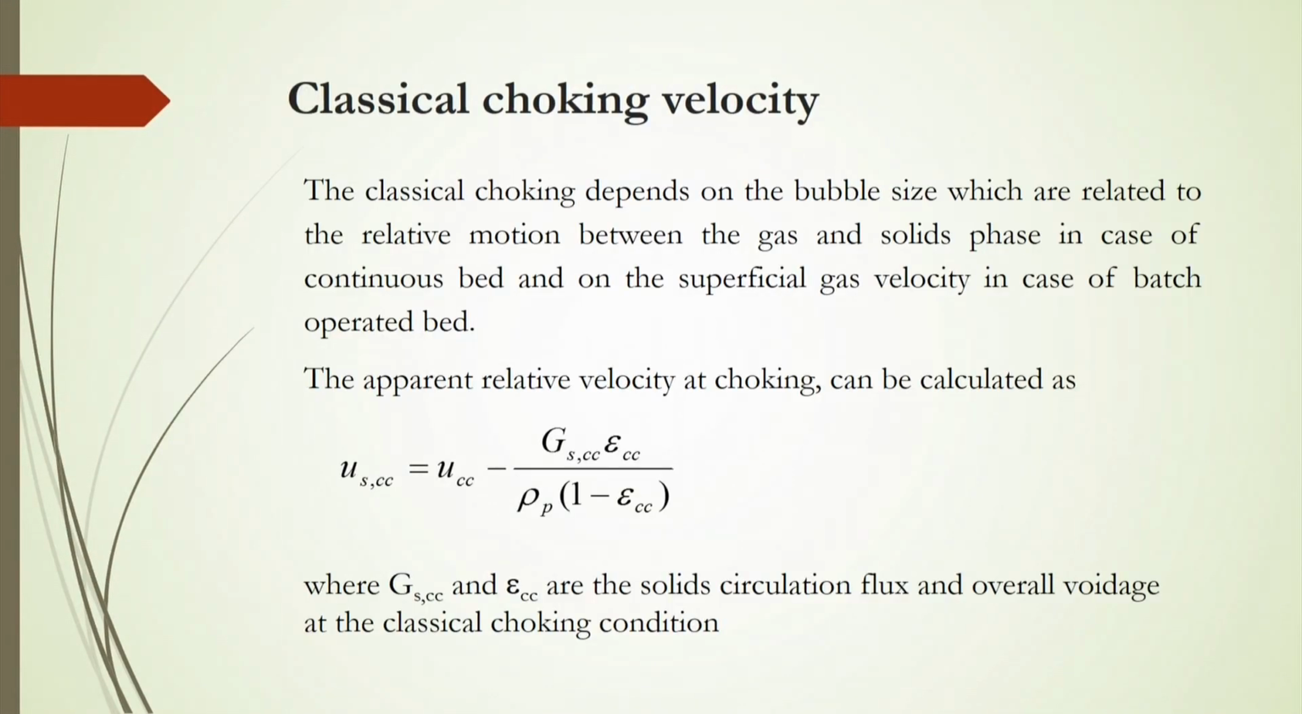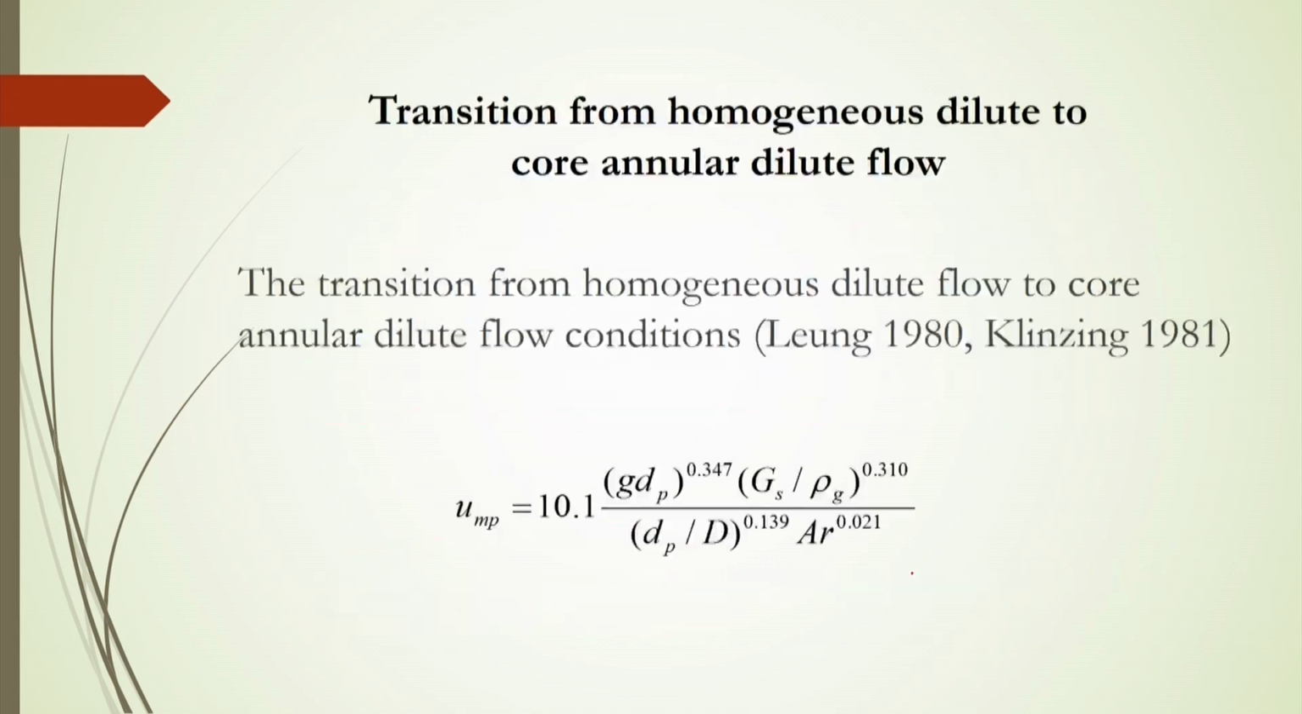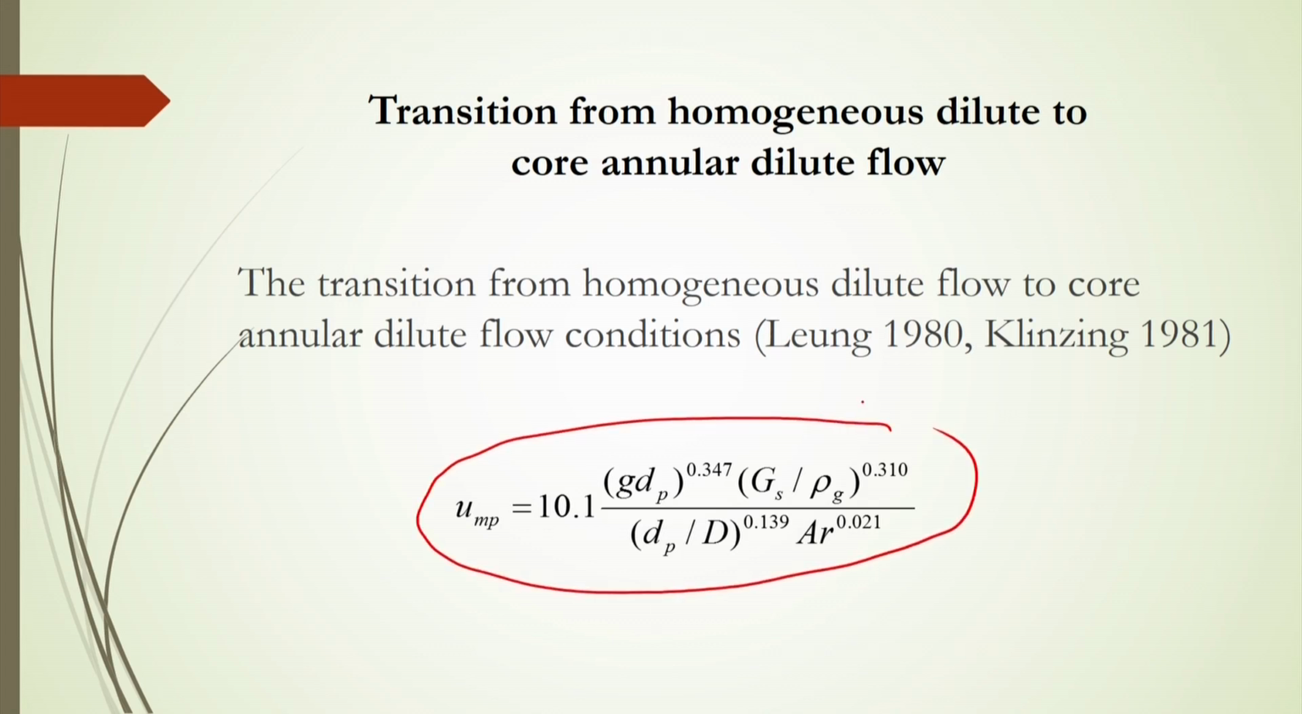And for classical choking, of course, you can get the apparent relative velocity at choking calculated by this equation here. Transition from homogeneous dilute to core annular, this is a very important correlation, you can directly get from homogeneous to annular dilute flow by this equation. Only thing is that you have to change the solid flux here, and also you can change the diameter of the pipe. If you change, then you can get the annular condition of the fluidization.